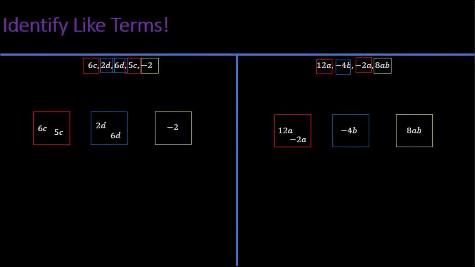On the right, we've represented the A with the red, the B with the blue, and the double AB with the green. We boxed in everything that were common and then put them together into those bigger boxes. And you've identified those like terms.